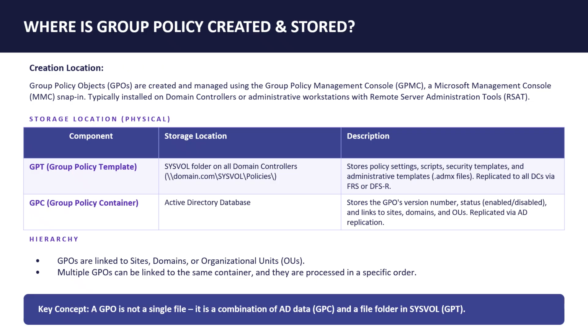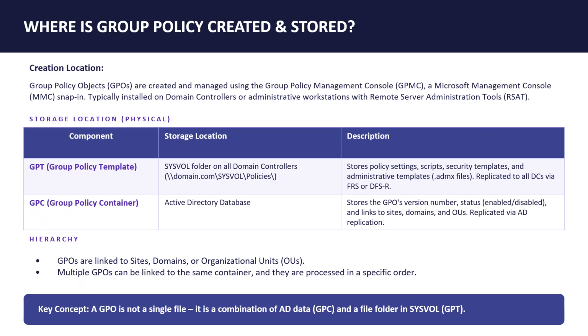Group policy objects, or GPOs, are created and managed using the Group Policy Management Console, which is an MMC snap-in typically installed on domain controllers or on administrative workstations with RSAT tools installed. Physically, each GPO is stored in two separate locations. The first component is the Group Policy Template, or GPT, which is stored in the sysvol folder on every domain controller. The GPT contains actual policy settings, scripts, security templates, and administrative template files. It is replicated to all domain controllers to ensure high availability.